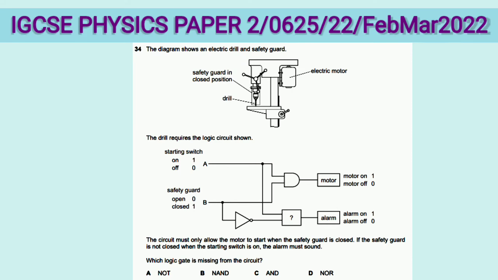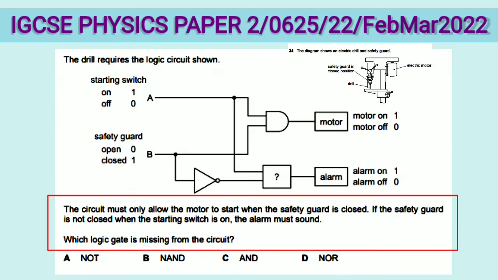Let's move on to next question number 34. The diagram shows an electric drill and safety guard. The drill requires the logic circuit shown. Let us have a look at the components marked in electric drill. Safety guard in closed position, drill, electric motor. Now the question is, circuit must only allow motor to start when the safety guard is closed. If safety guard is not closed when the starting switch is on, the alarm must sound. Which logic gate is missing from the circuit?